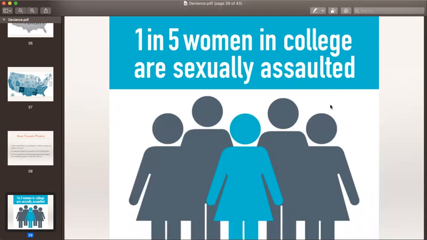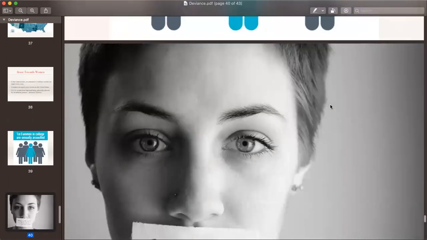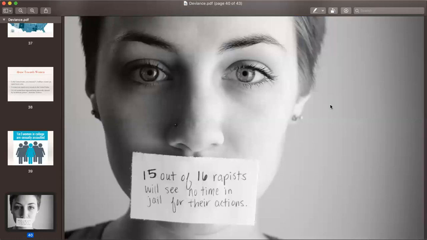And our colleges and the U.S. military have done a horrible job at protecting the humanity, protecting the rights of women within their ranks, with women as students at their institutions. They've done an awful job, and we're going to discuss that later on. Let's look at this. 15 out of 16 rapists see no time in jail for their actions. You have individuals like Ben Shapiro and all these other idiots who have these podcasts and radio shows saying there's no such thing as rape culture. They're talking out of their ass.